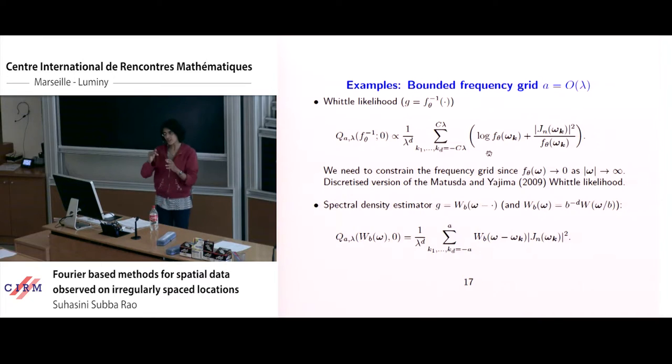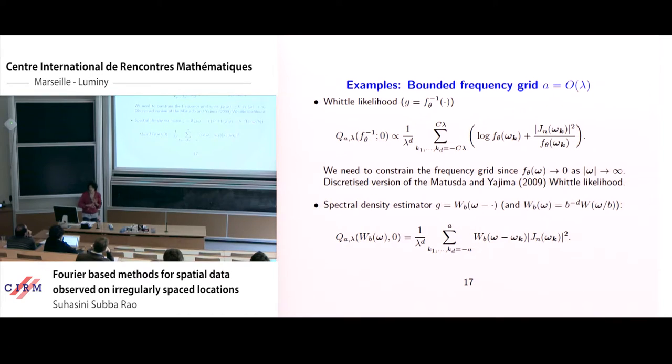So first case is when we're on a bounded frequency grid, okay? Then essentially, there are two examples I can think of which are of interest. When we basically keep A, the number of frequencies, of order lambda, the first one is the Whittle likelihood. And this is really a discretized version of the likelihood proposed by Matsuda and Yajima.